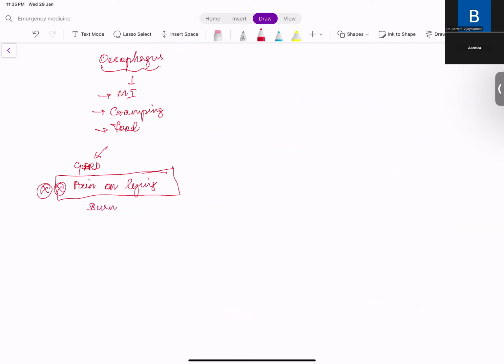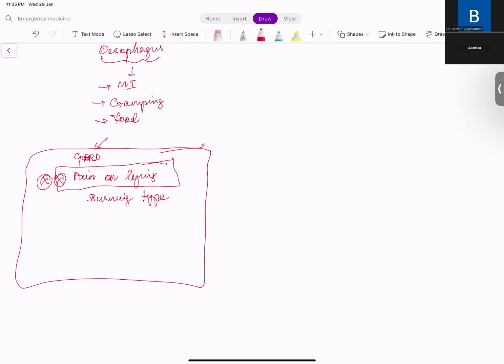This will be a burning type of pain. Okay, so burning type, retrosternal, pain more on lying, relieved after sitting up or maybe after drinking water. All these are features of GERD. Since I told you, this is also retrosternal. Sometimes it can cause cramping type of pain.